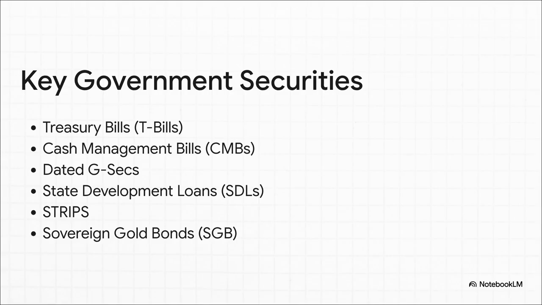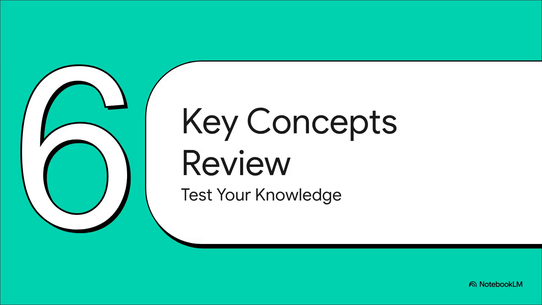Now, the biggest fish in this pond is, without a doubt, the government. They issue all sorts of securities, called G-SECs. These can be short-term things like treasury bills or long-term ones like dated securities. They also include some interesting stuff like strips and sovereign gold bonds, which are actually tied to the price of gold. And because they're all backed by the full faith and credit of the government, they're considered the absolute safest investments out there.